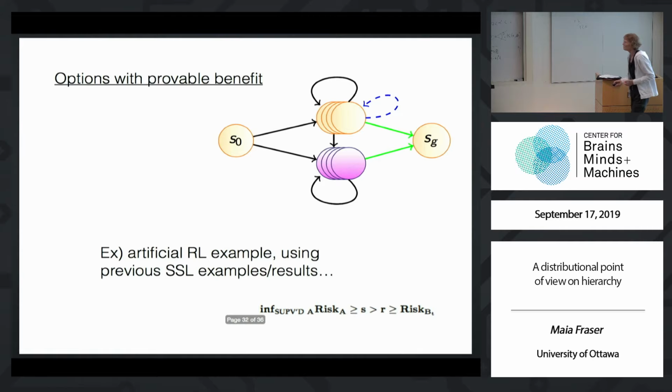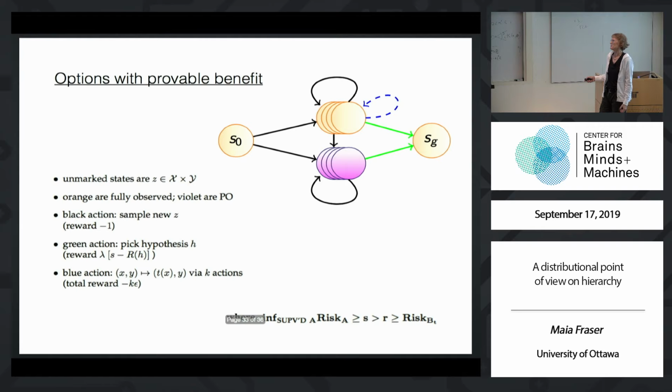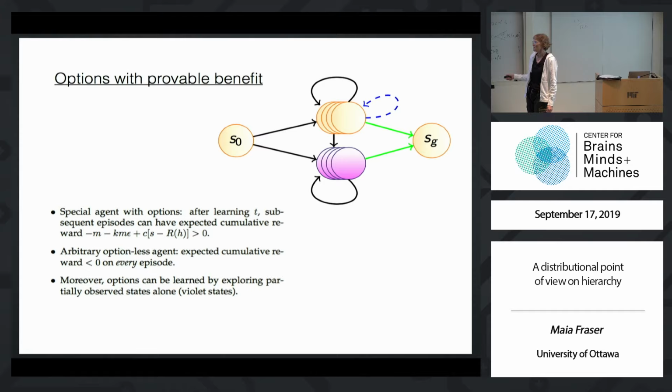I won't go into the technical details here, but you can come up with an artificial reinforcement learning example so that, as with the previous statements about semi-supervised learning, you get a gap. Here the gap is that an agent that does not have access to options will have a provably lower reward than an agent that has access to options. The analogy being cooked up here is that these options are like the intermediate representations before, and in the model I set up here they can actually be learned under partial observability, just the way the intermediate representations could be learned with partially labeled data.